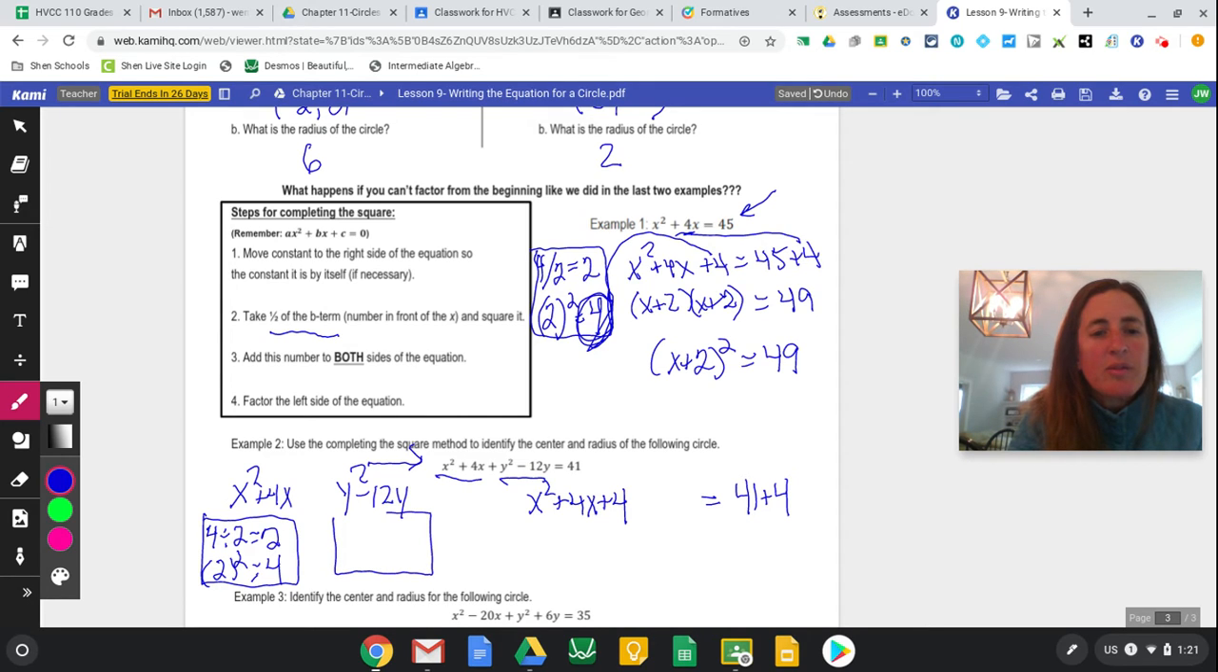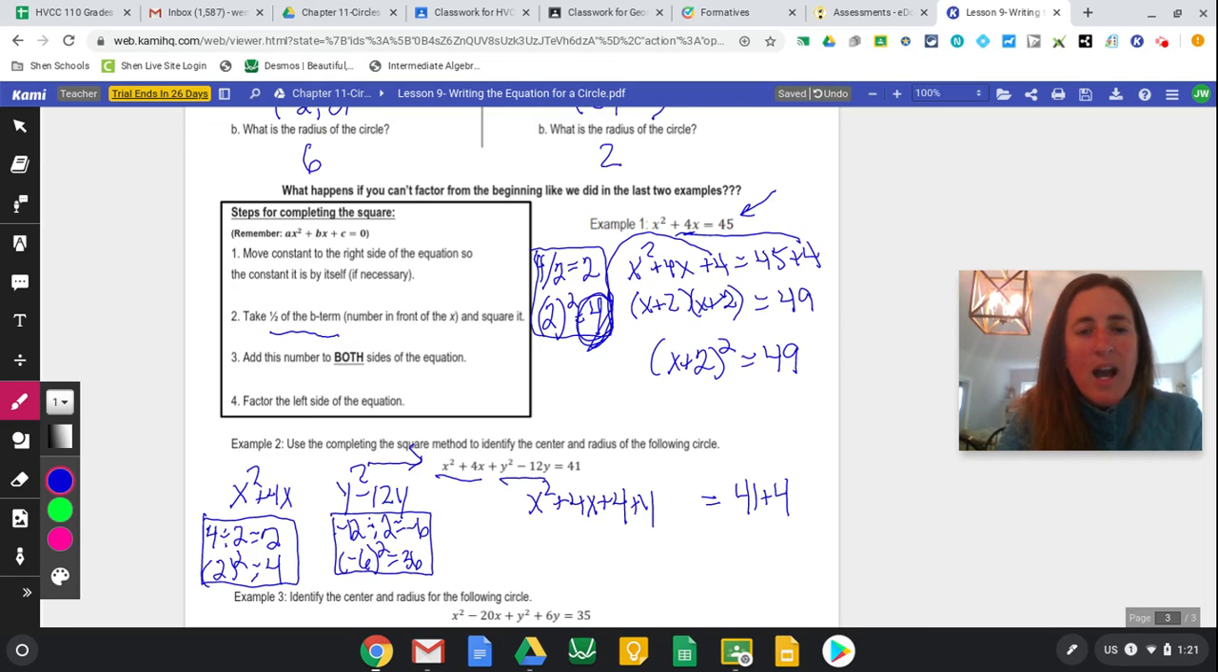Okay, now I've got y squared minus 12y. Let's complete the square for the y's. So I'm going to take the negative 12 and divide it by 2, and I get negative 6. If I square negative 6, I get positive 36. So that means it's now y squared minus 12y plus 36, and I add the 36 to the right-hand side. Well, if I add up the right-hand side, all of that together equals 81.